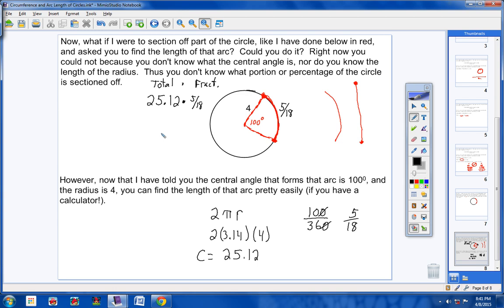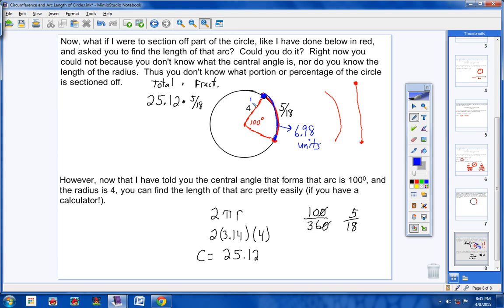So with your calculator, most of you have a fraction button on your calculators. 25.12 times 5/18 is going to give you 6.977, 6.98. So the length of the arc, I'm going to change colors here, the length of the arc from here to here is 6.98. We're going to put units because I never labeled my 4.